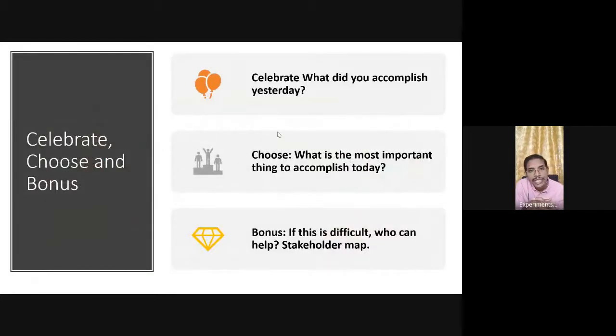Okay, so celebrate. How will you celebrate, right? So you will ask these three questions. Okay, what did I accomplish yesterday? Every day before starting, you start with a celebration mode. That day is going to be a very wonderful day, right? So what did you accomplish yesterday? Okay, so what is the most important thing to accomplish today? So that I will plan my urgent things today based on that, right? And if this is difficult, who can help me? So that is very, very important.